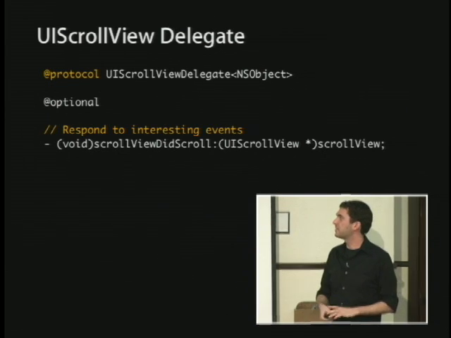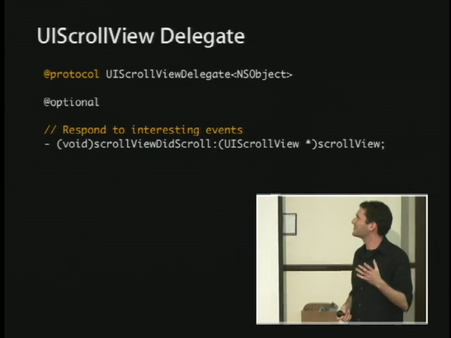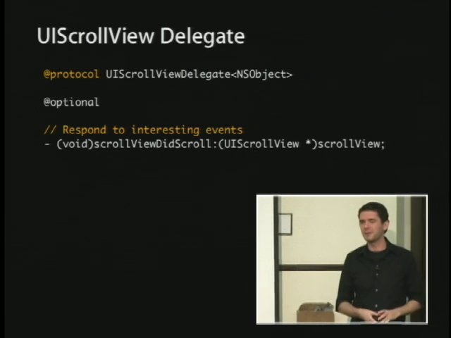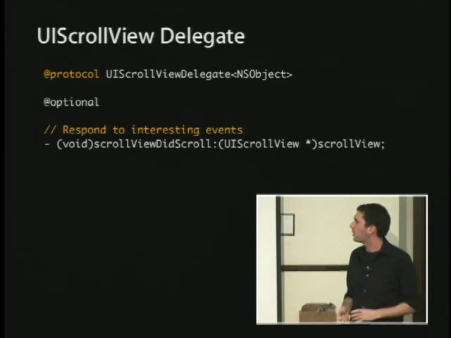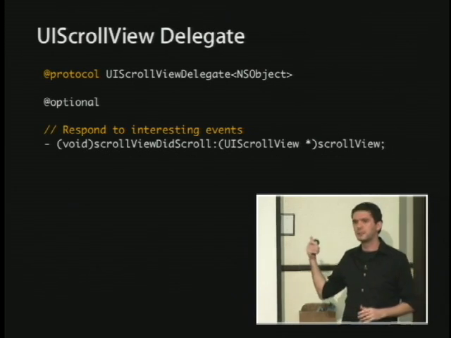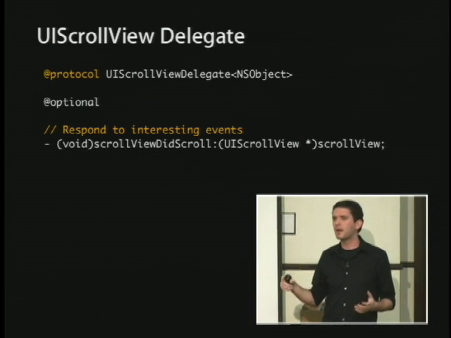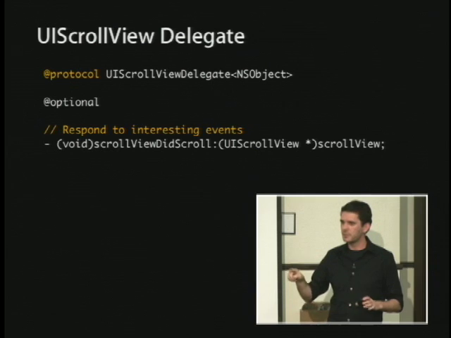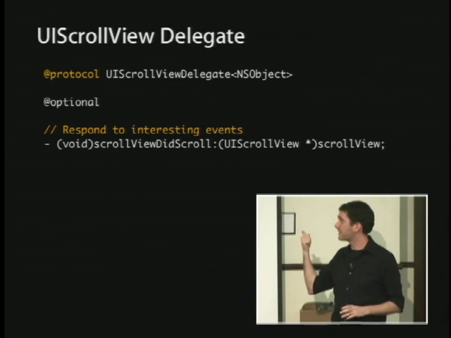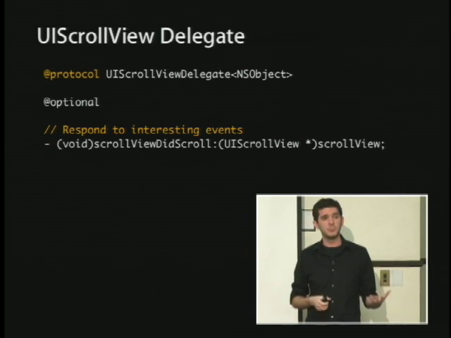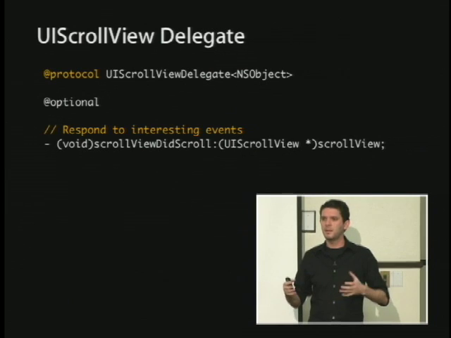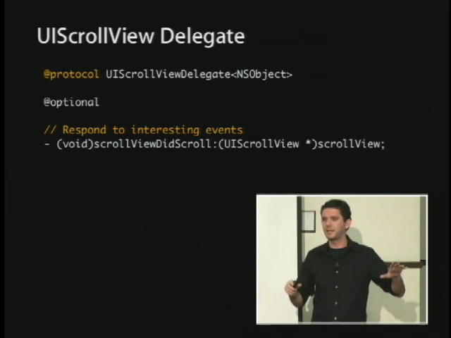UIScrollViewDelegate specifically has actually quite a lot of delegate methods. We won't go over all of them because there's too many to cover right now. But one of the interesting ones is scrollViewDidScroll. This is called every time the scroll view's content offset changes. So as the user is moving their finger around, this method is getting called constantly. One of the interesting things that lets you do is have subviews in your scroll view that can, for instance, get pinned to an edge when they get there.